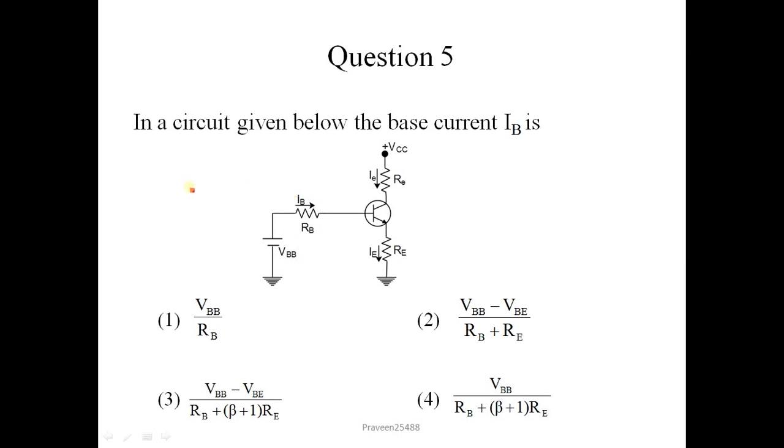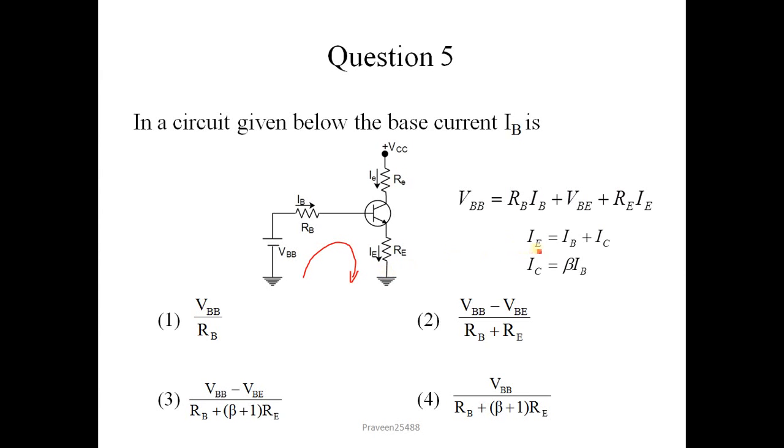Next question is question number 5. In the circuit given below, the base current IB is. So here the circuit is of self bias. We write the KVL equation in this loop, which will be VBB is equal to RB into IB plus VBE, assuming the base to emitter voltage, plus RE into IE.